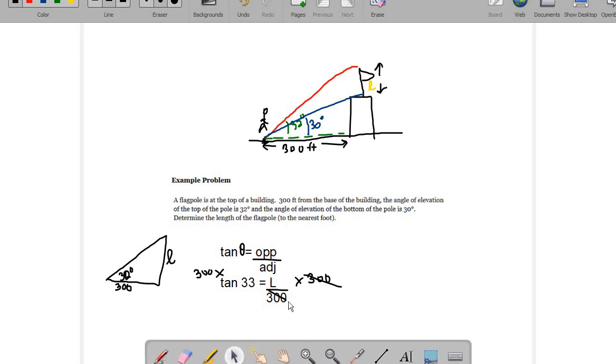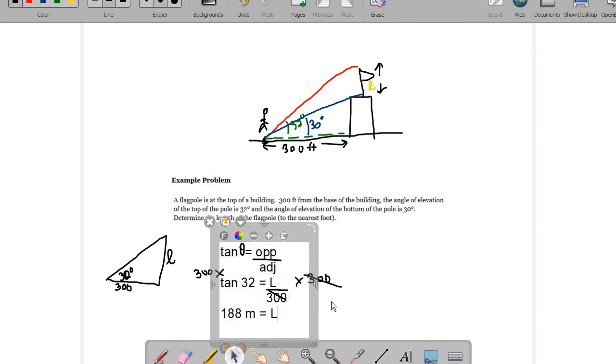Alright, when I do that, I believe it was 188. Sorry, it's not 33, it's actually 32. Alright, so I got 187.46, but I'm going to round it to the nearest whole number and call it 188 meters to the nearest whole number.